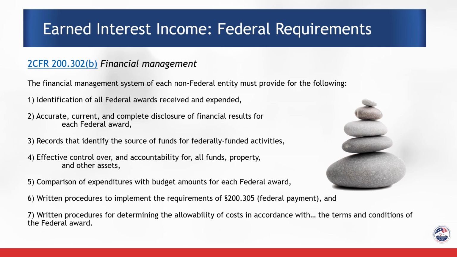that the comparison of expenditures with the budget amounts does occur and that you have a way to check that you have written policies, procedures, and that you implement 200.305, which is the federal payment portion, and that you have written procedures for determining allowability of costs in accordance with the terms and conditions of the federal award. It's always good to remember that these financial management regulations are in place to ensure sound footing for when you go to do things like report all your expenditures, whether or not they're related to interest.